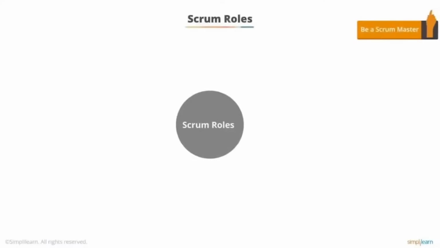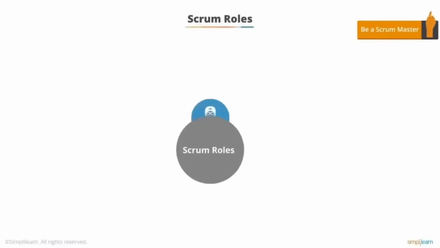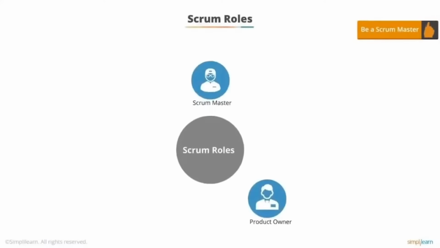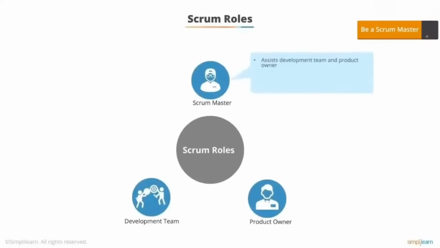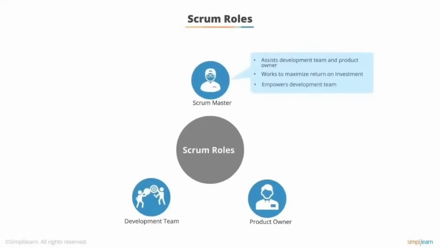There are 3 distinct roles in Scrum: the Scrum Master, the product owner, and the development team. The Scrum Master assists both the development team and the product owner. The Scrum Master works with the product owner to maximize return on investment. The Scrum Master empowers the development team by fostering creativity, removing impediments, and coaching and mentoring as appropriate.